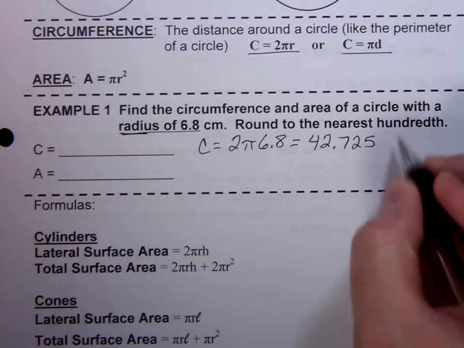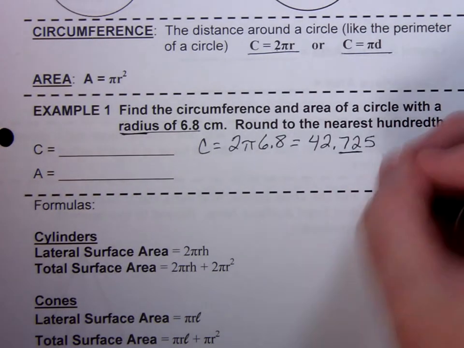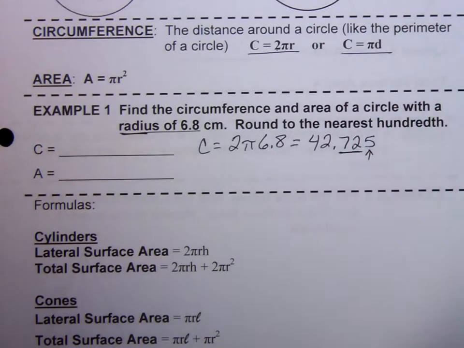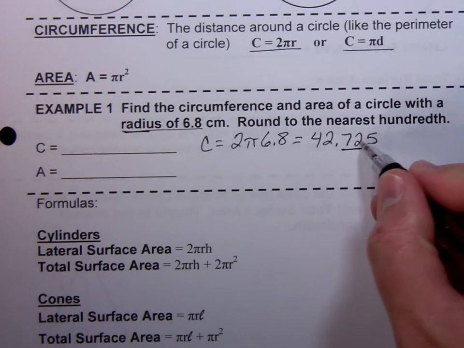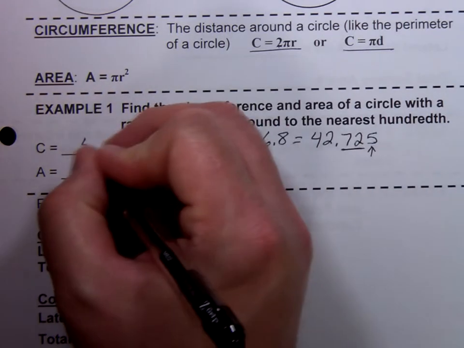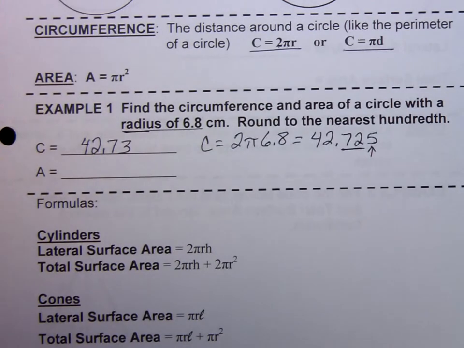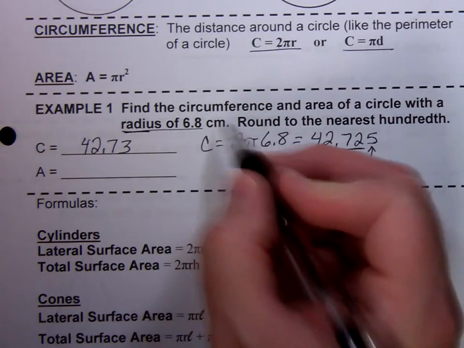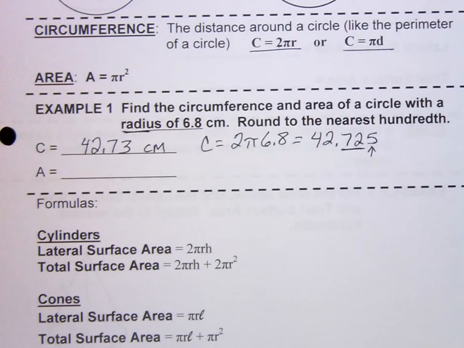42.725, and so on. I'm rounding to the nearest hundredth, which means I keep 2 numbers after the decimal point. So I look at the third number, the first number I'm not keeping, to see if I round up, and that 5 is big enough to round up, so that means the last number I am keeping needs to increase by 1. So 42.73, and this was in centimeters. So there it is, 42.73 centimeters. Circumference is a one-dimensional measurement, so it's just regular units. So in this case, centimeters.